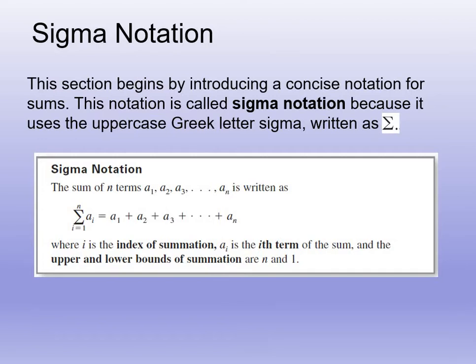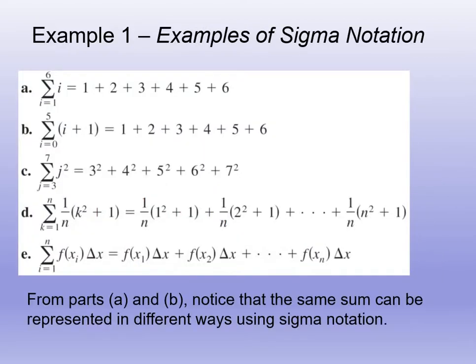The giant Greek letter sigma denotes that we are going to do some sort of summing. If we follow the definition here, i is the index of summation, a_i is the ith term, that's the function that we're putting the values of i into, and then we have upper and lower bounds. We're going to get into how we apply that shortly.